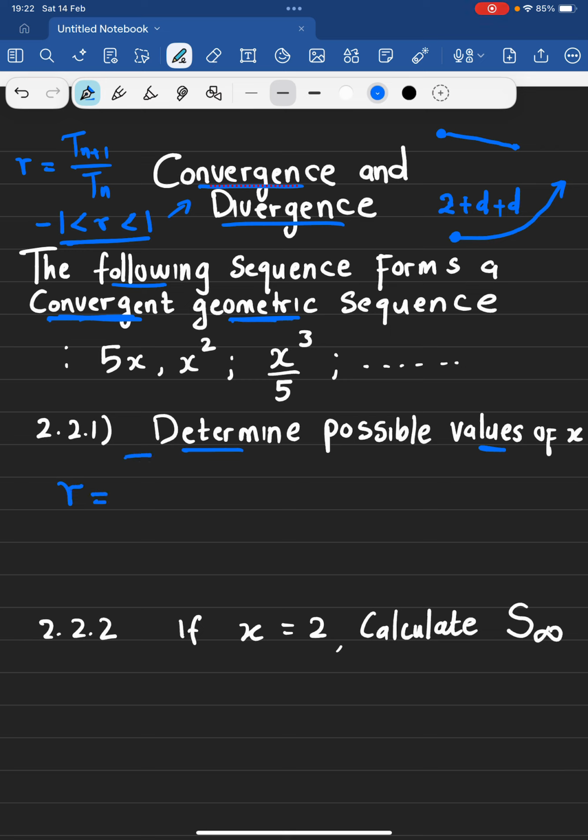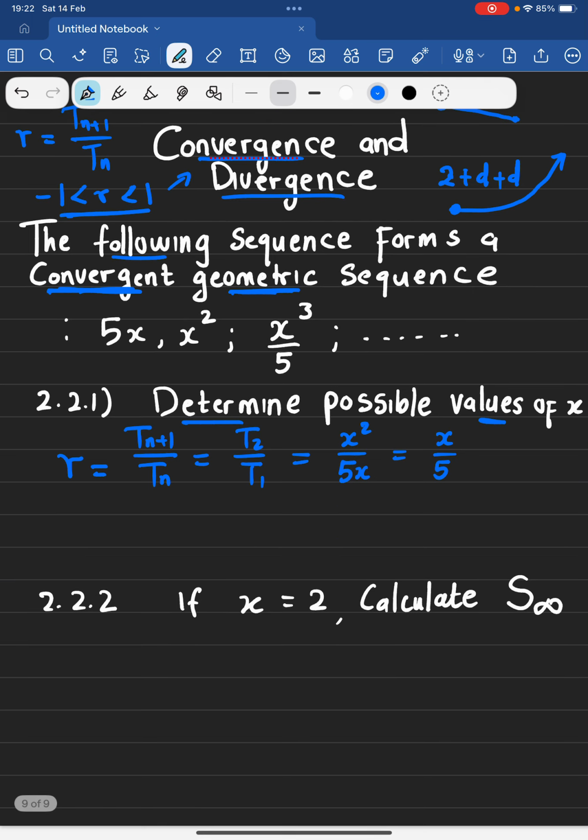R, I said, is tn plus 1 divided by tn. But in this case, you can use t2 over t1. Then this is going to be equal to x squared divided by 5x, which is the same as x over 5. So that is the value of r.